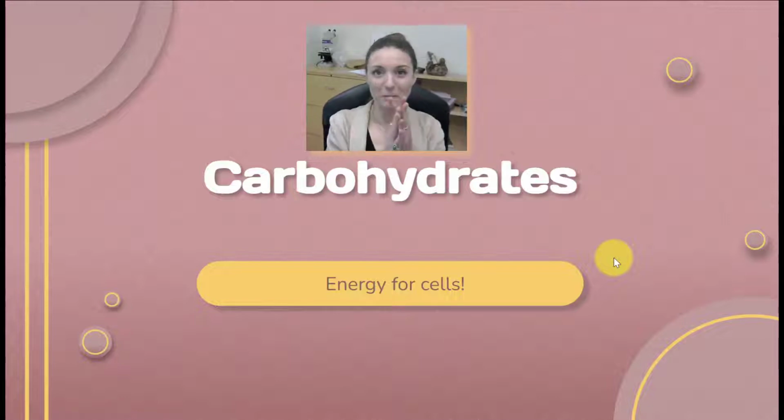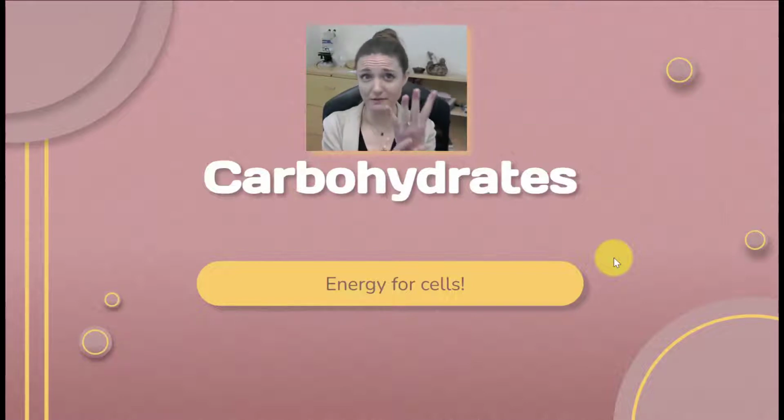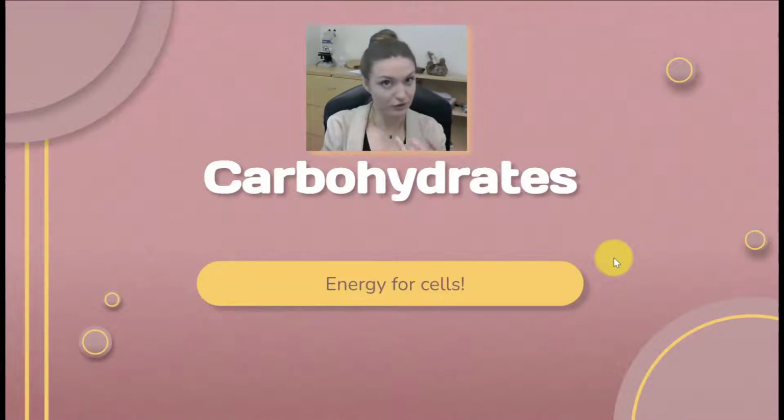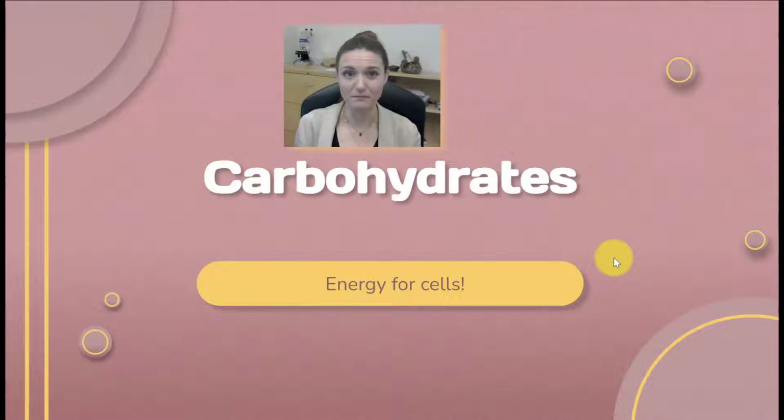Okay, but let's talk about the biochemistry of carbohydrates and what's going on here. So remember our 4 categories of biological molecules: carbohydrates, lipids, proteins, and nucleic acids. Each one has a different structure, different function, and different role that it plays in cells. So here we're going to dive into carbohydrates.